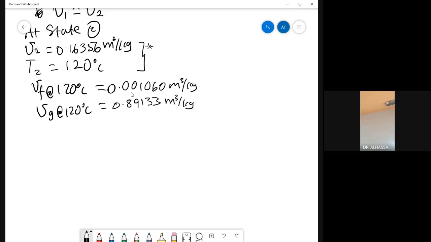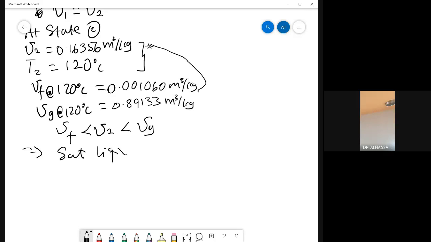Okay, so now we compare with this specific volume. We discover that V2 is greater than Vf, but less than Vg. So this implies the fluid is a saturated liquid vapor mixture. So if this is the case, then what is going to be the pressure at that state? So we are looking for pressure. I'll use a PV diagram for this.